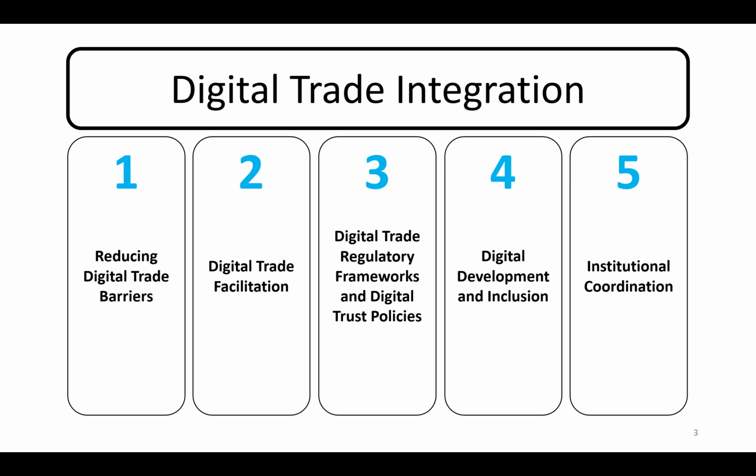3. Digital trade regulatory frameworks and digital trust policies. This pillar covers all domestic measures relevant to digital trade or those that foster digital trust at an institutional or business or individual level. Some of the main areas are privacy and data protection, online consumer protection, cybersecurity, spam, competition, and intellectual property. Conflicting frameworks reduce trust in digital technologies and make it extremely difficult for smaller companies and individual entrepreneurs to compete in the global market.